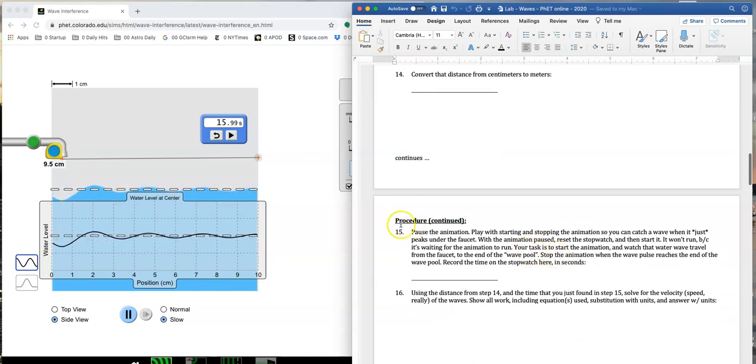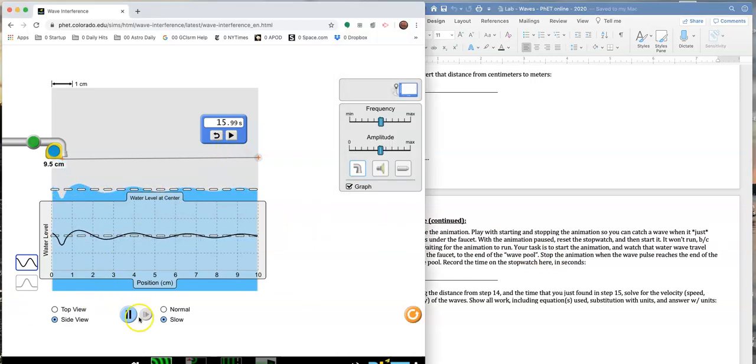Then 15 says, find the time for a wave to travel across the screen. So going back to my app, I'm going to pause the animation right when my crest peaks. Right there, good. And I'm going to track that crest across the screen. So I reset my timer, get it started, and the timer won't go until the animation goes, and I'm watching this crest here. So here it goes this way, it's going, still going, getting tiny, still there. Stop it.